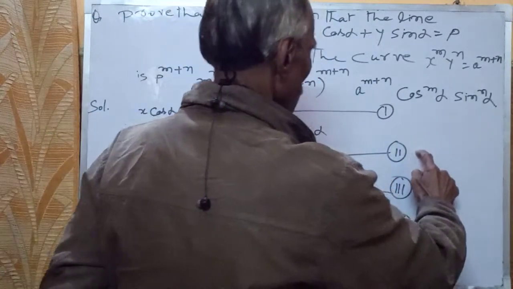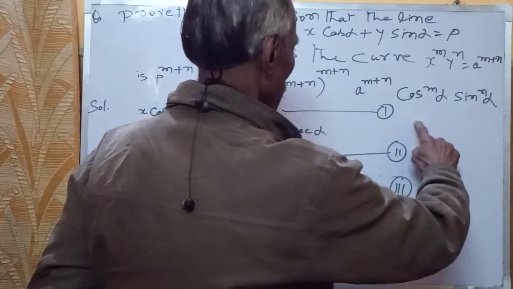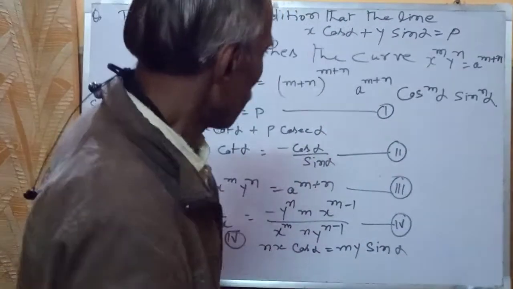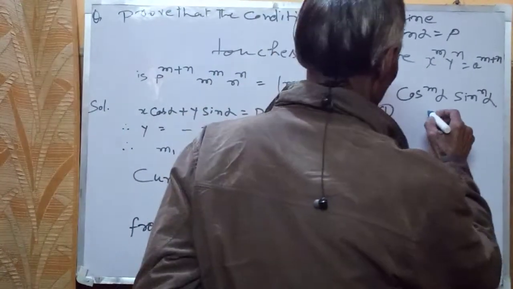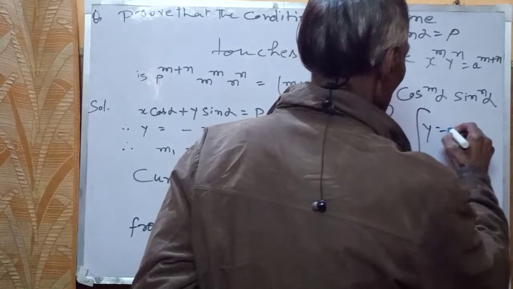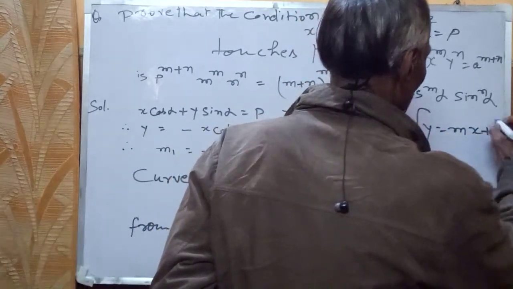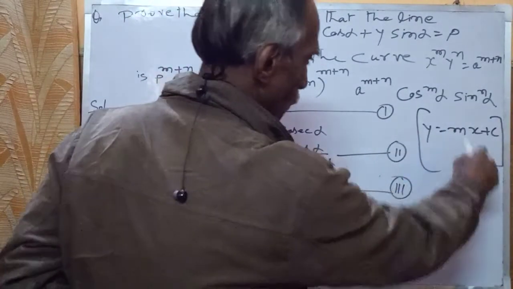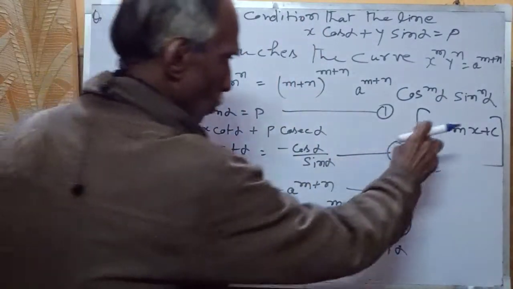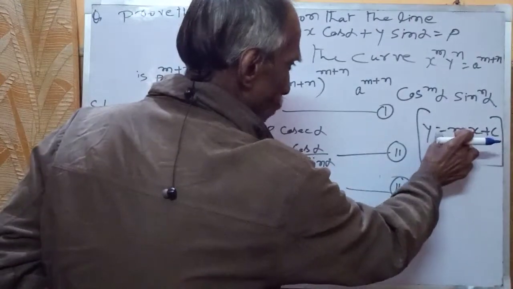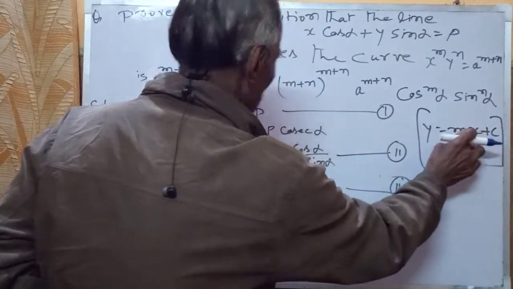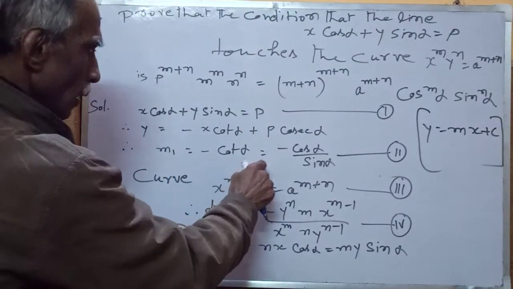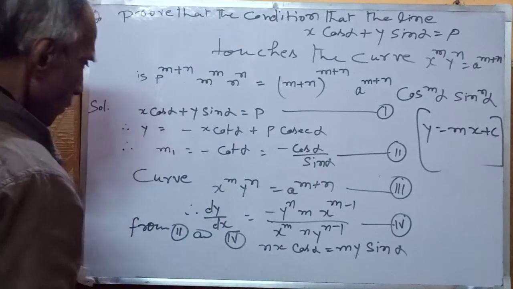From the equation y is equal to mx plus c, for the slope of a straight line we have to write it as y is equal to mx plus c, and m will be the slope or gradient. So here m1 is equal to minus cot alpha, that is minus cos alpha by sin alpha.